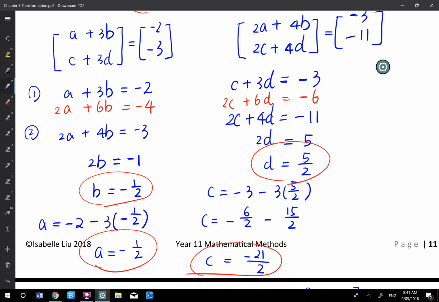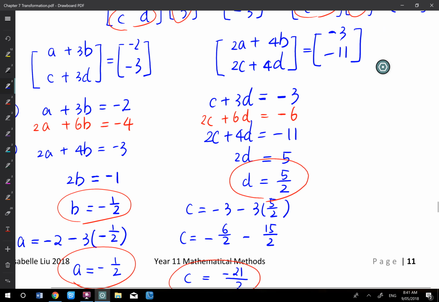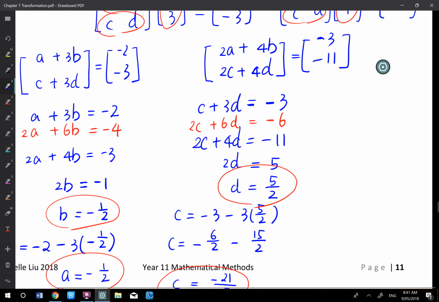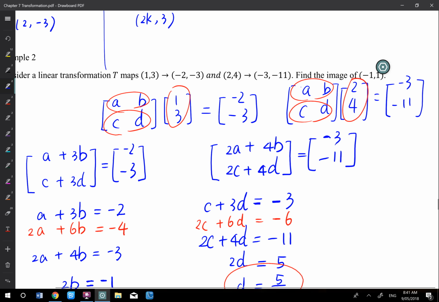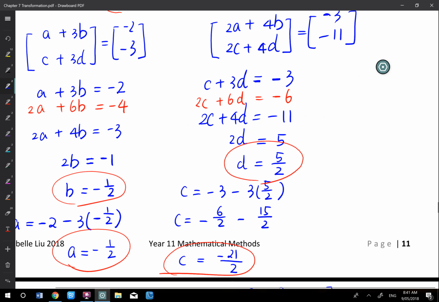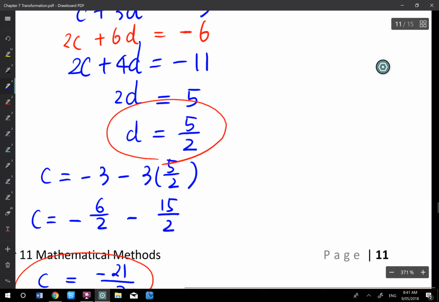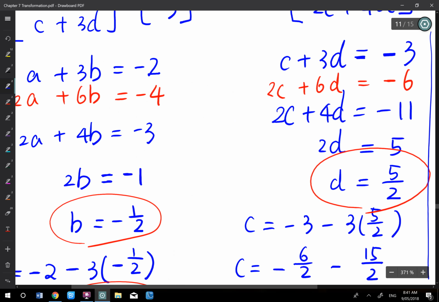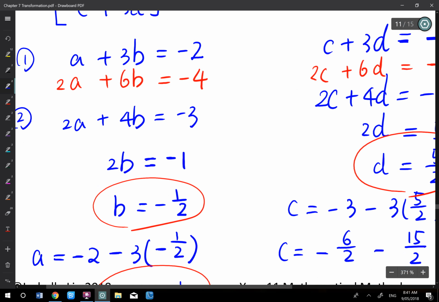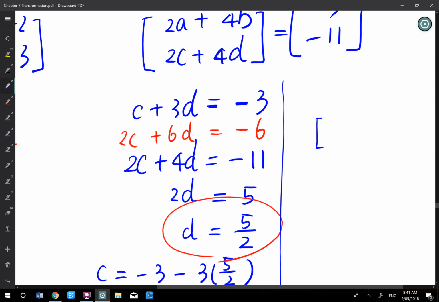Now we have solved for the A, B, C, D values. I hope you have done this at home already, because last time we did it really quickly. We have the A, B, C, D values here. Now it asks us to find the image of -1 and 1. So let's have a look. What are A, B, C, D? So A is -1/2.